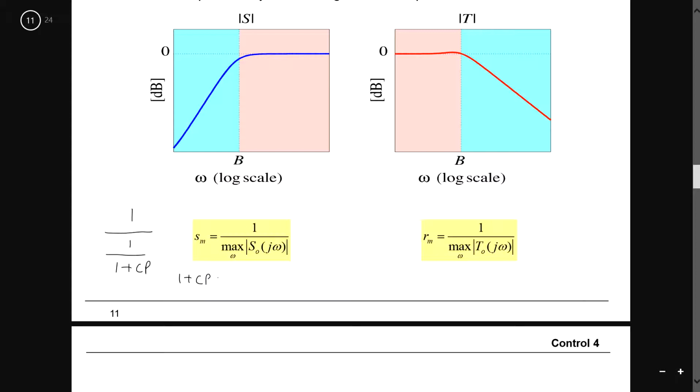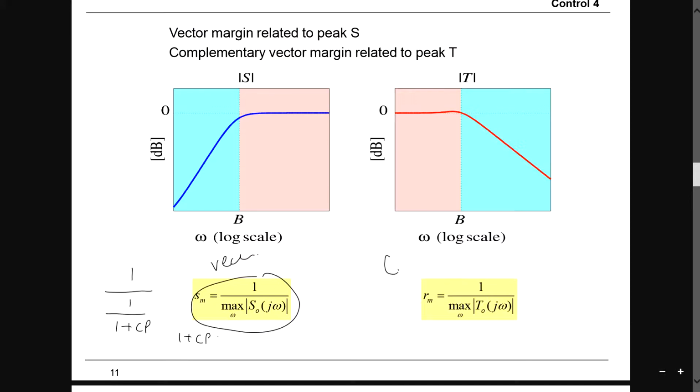Anyway, let's come back here. This is where I see this definition. This is the vector margin definition. This is the complementary vector margin. So don't mix up. Vector margin is simply 1 over the sensitivity function. Complementary vector margin is simply 1 over the complementary sensitivity function.